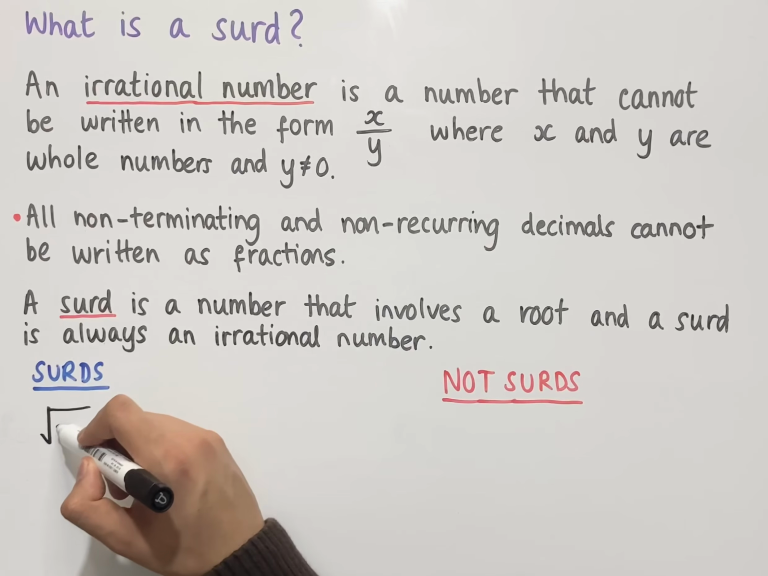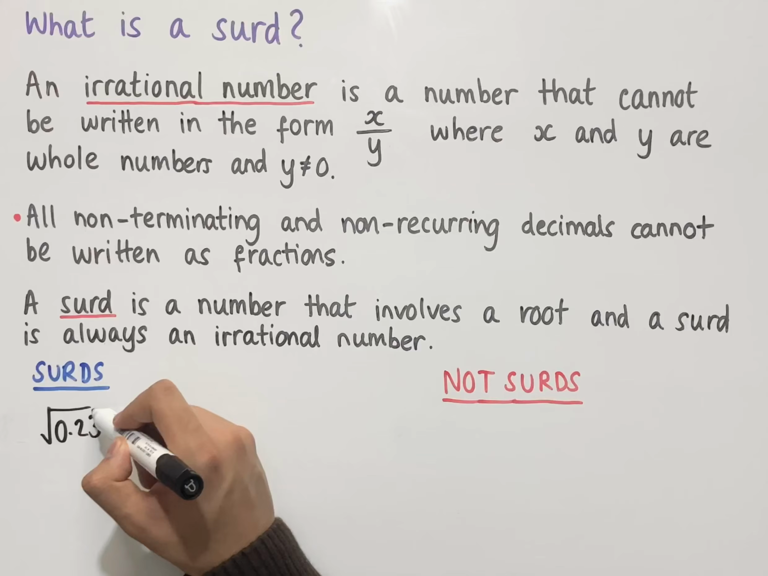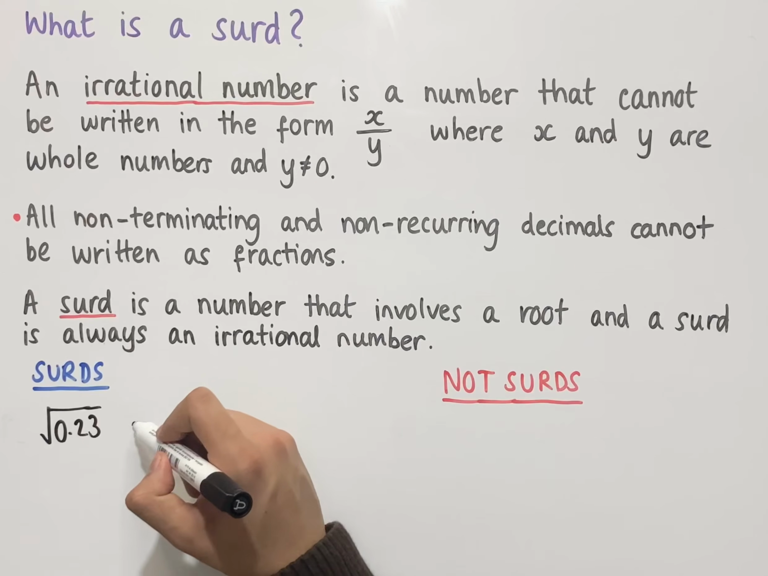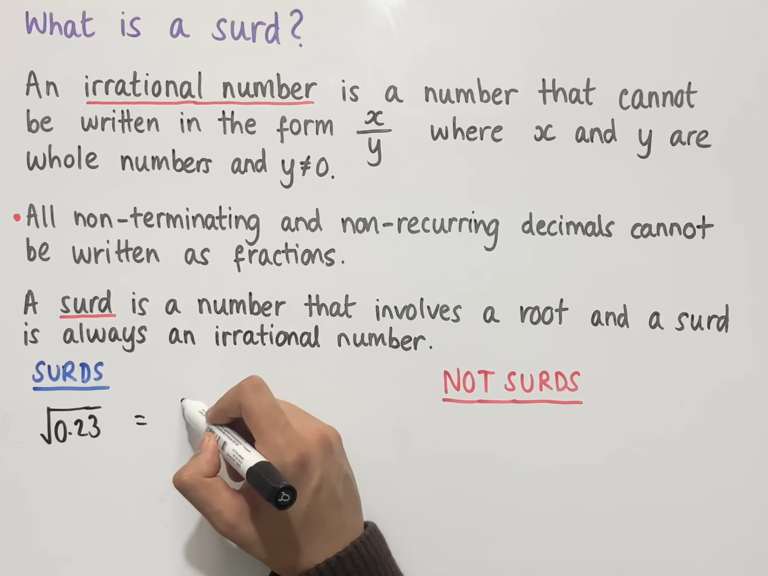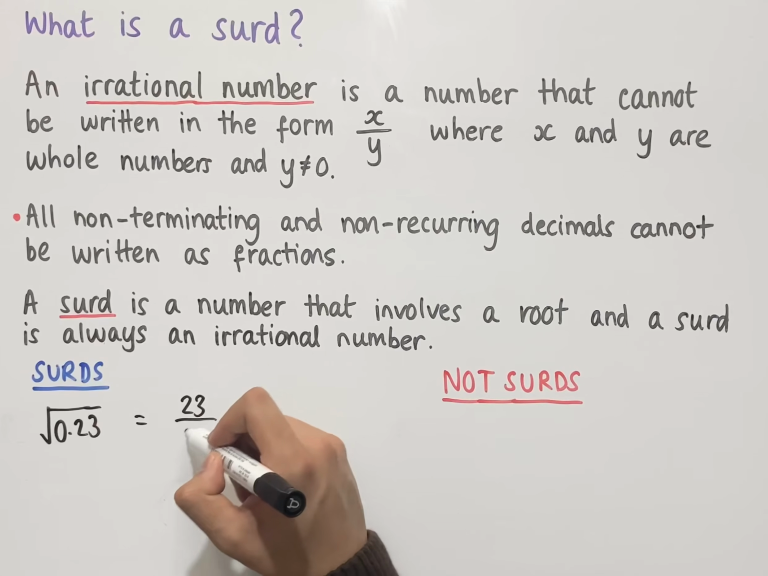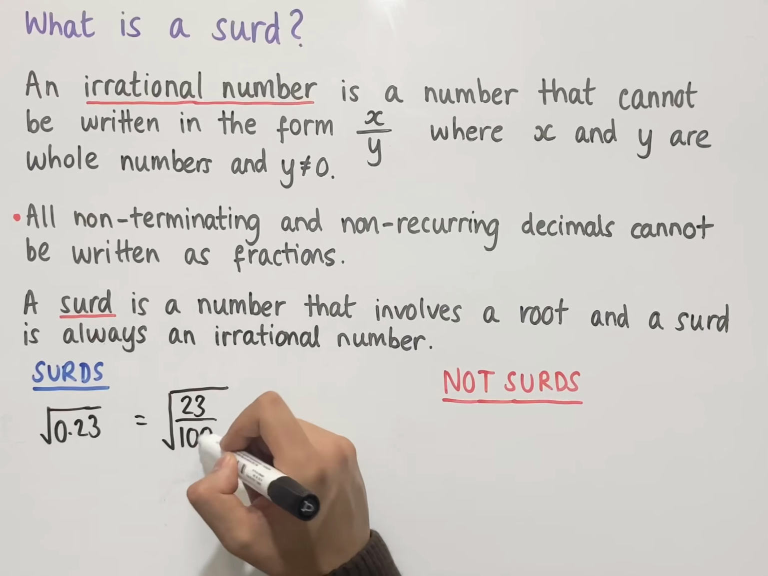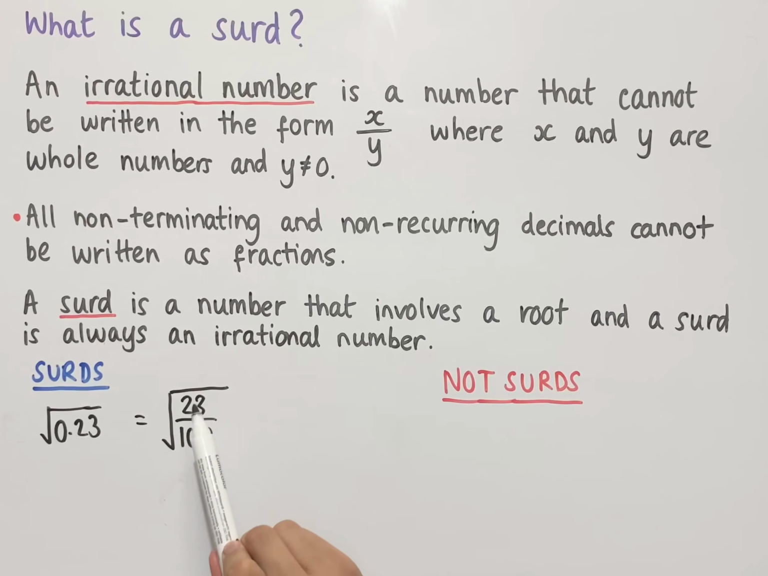So sometimes we can also have decimals. So let's take the square root of 0.23. Then this is a surd since we've got a decimal here, and first we would need to write this as a fraction. So 0.23 can be written as 23 over 100. So the square root of 0.23 is the same as the square root of 23 over 100. However, within this fraction, we have a number that is not a perfect square. And if we were to take the square root of that number, we would end up with a surd.